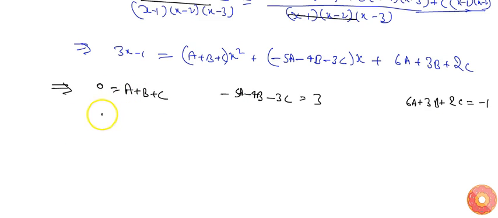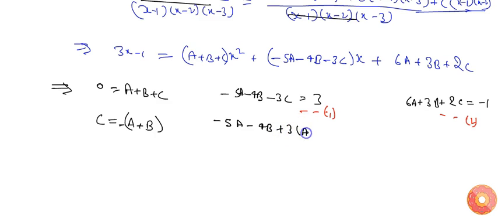So from here I can find the value of C in terms of A and B, which is C equals minus of A plus B. I can put it here, so both equation 1 and equation 2 will have only two variables, A and B. So put the value of C in equation 1 and equation 2, I will get minus 5A minus 4B plus A plus B equals 3, and here if I put the value of C, I will get 6A plus 3B minus 2A minus 2B equals minus 1.